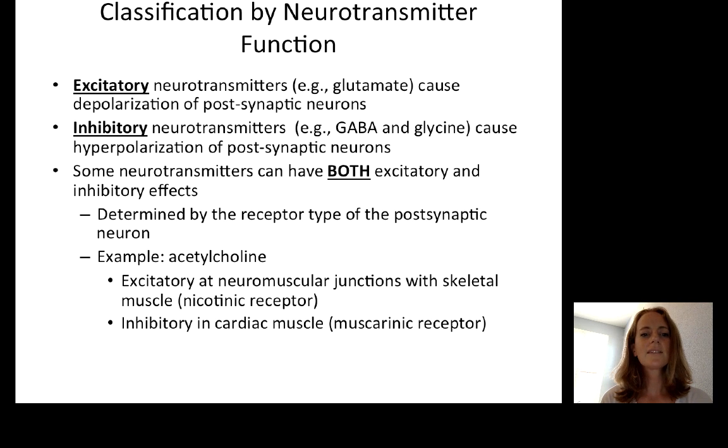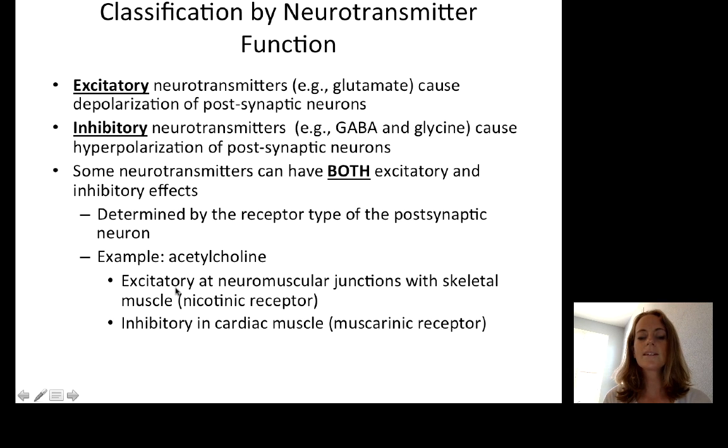So we can also classify neurotransmitters by function. So we can have excitatory neurotransmitters that will cause EPSPs or depolarization, like glutamate. We can have inhibitory neurotransmitters that cause IPSPs or hyperpolarization. Examples of that, the most common is GABA. Or some neurotransmitters can do both. And they do that by acting at different receptor types. Acetylcholine is the most common.